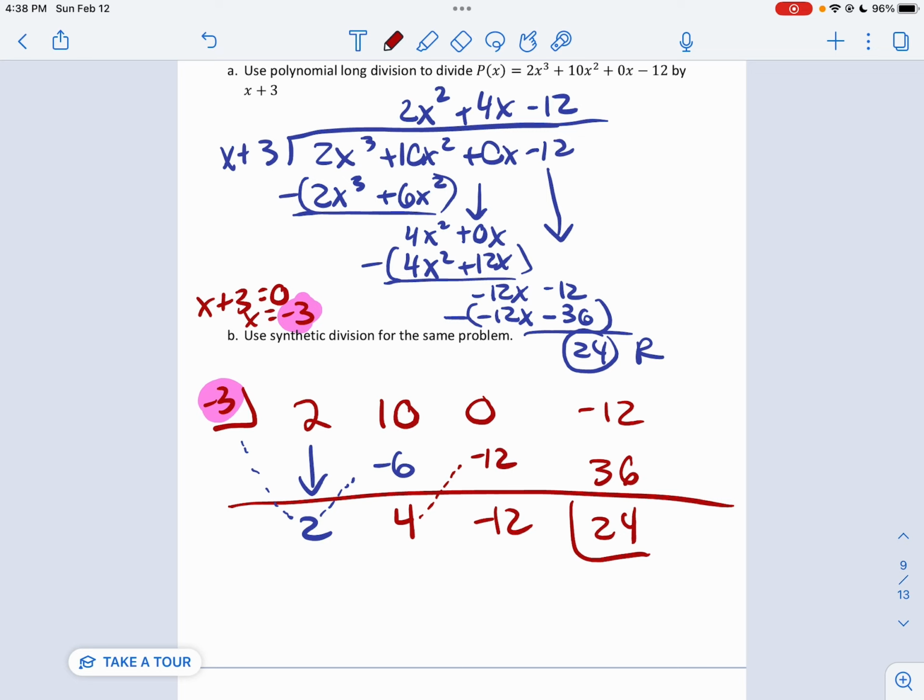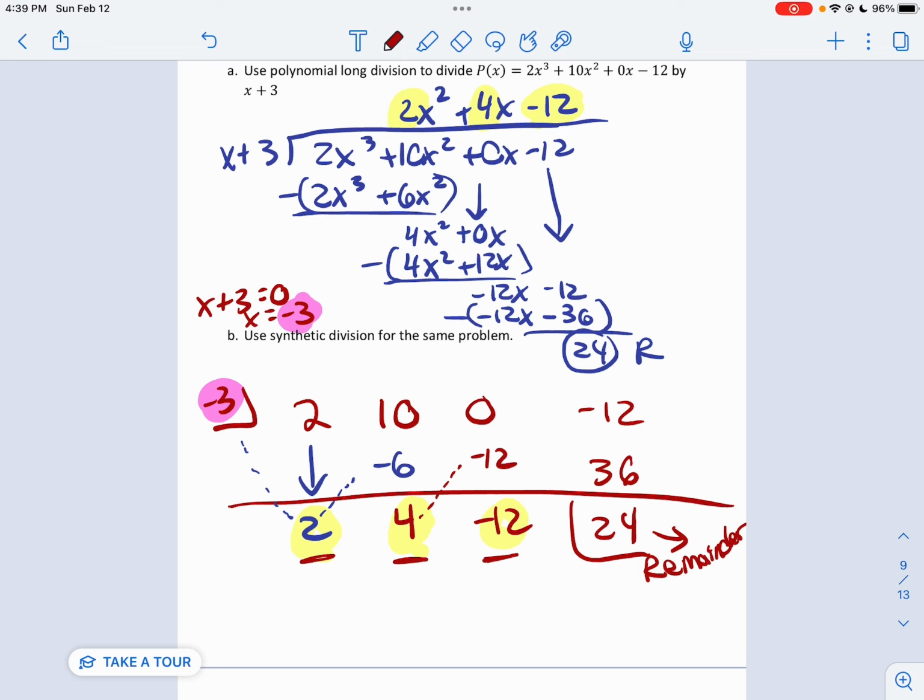Compare this to the long division I did before. This number is the same thing we found up above to be your remainder. So I now know that x plus 3 is not a factor of this polynomial. Notice what these numbers represent. They represent the coefficients of your quotient or your answer when you did the long division. So now if I want to find out what that quotient is, I have a couple of choices.